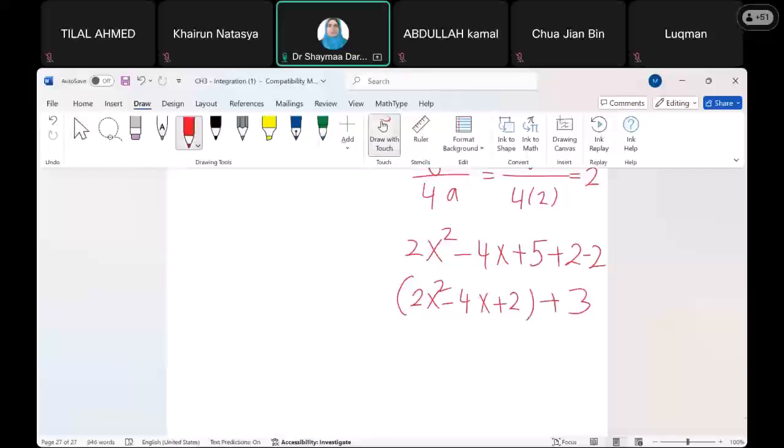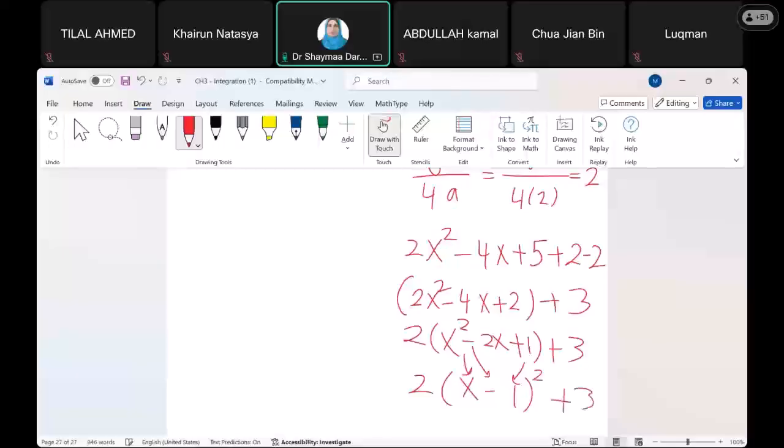Here, before completing the square, take 2 outside, which means x squared minus 2x plus 1, plus 3. So 2 times, the square root of x squared is x, the square root of 1 is 1, with the negative sign here. So x minus 1 squared plus 3. So 2 multiplied by x minus 1 squared plus 3. So this is how we complete the square.